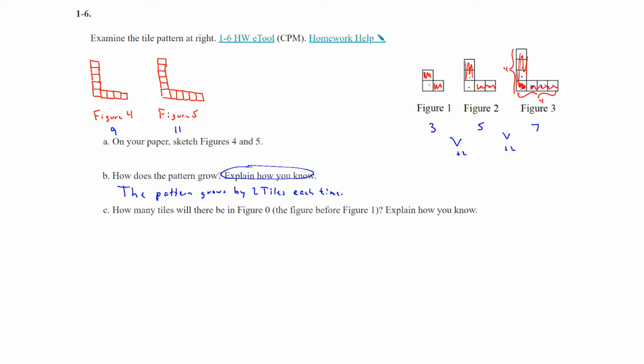C says, how many tiles will there be in figure 0? The figure before figure 1. So now we're looking at, okay, what happens if we do have a figure 0? Based on the patterns that we have, I know that there will be only 1 tile because now we're going backwards by 2. What I was looking at is I still have that 1 corner piece, but I won't have any side pieces. So it looks like I'll just have 1 single box on figure 0. So how many tiles will there be? There will be 1 tile in figure 0.